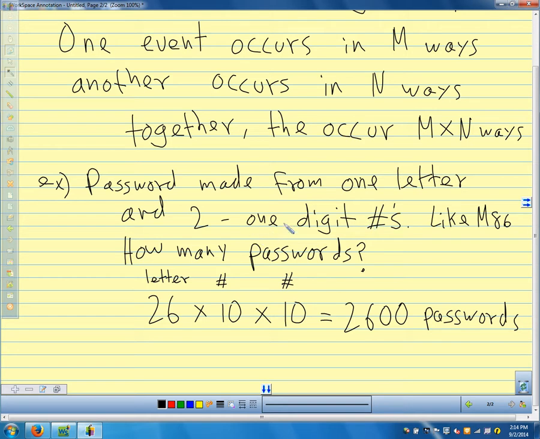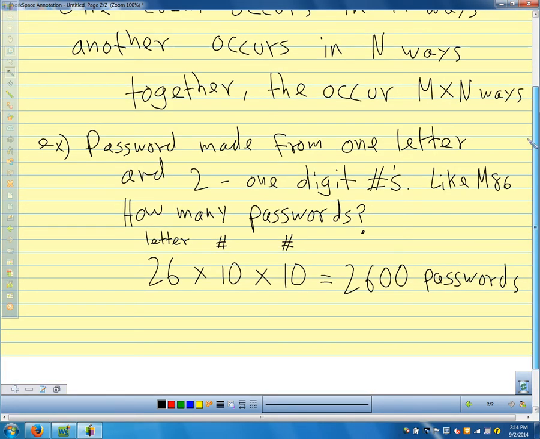We want two one-digit numbers. So we pick our first digit out of 10, and we pick the second digit out of 10. Multiply those together, and we get 2,600 passwords that we can make from one letter and two one-digit numbers. You good with that?